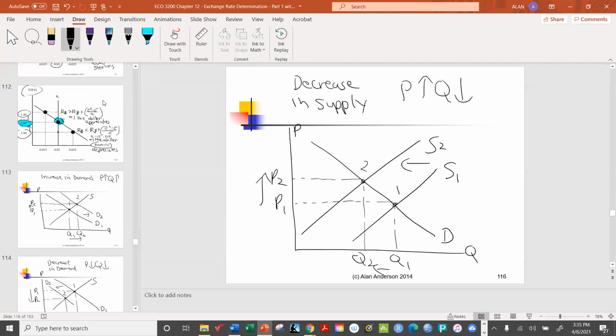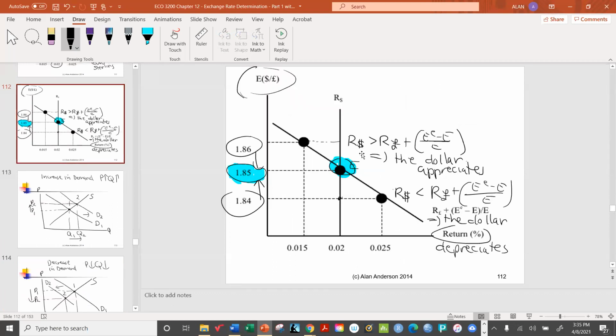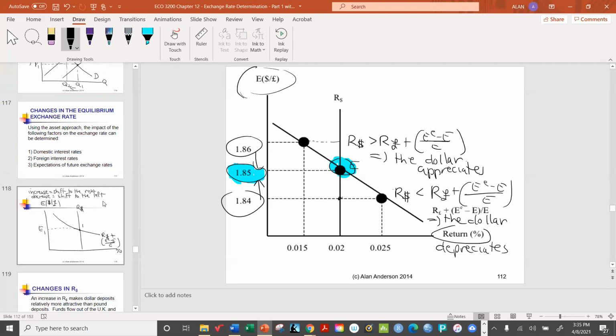All right, so any way you look at it, if there's a change in any of these variables, the curves will shift and we'll find ourselves with a new equilibrium exchange rate as well as a new equilibrium rate of return in the two markets. How does that work though? What can cause any of these changes to happen?